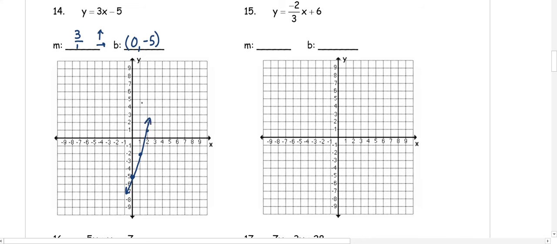So you really only need 2 dots to make a line, but to make our line look a little bit more extended and to practice using slope, we're going to use 3 dots for all of our lines.